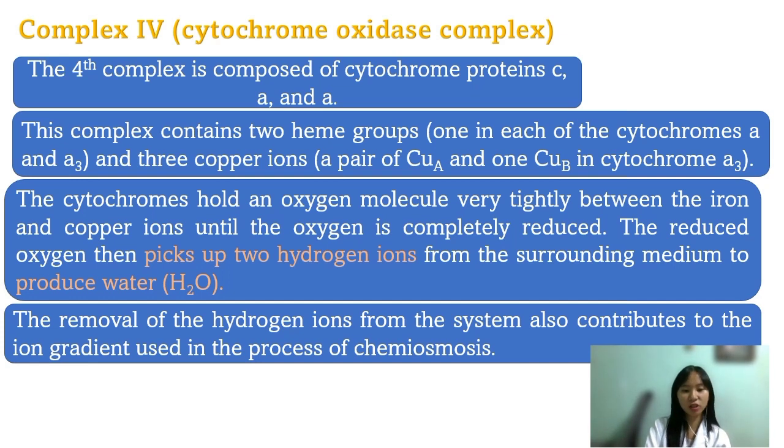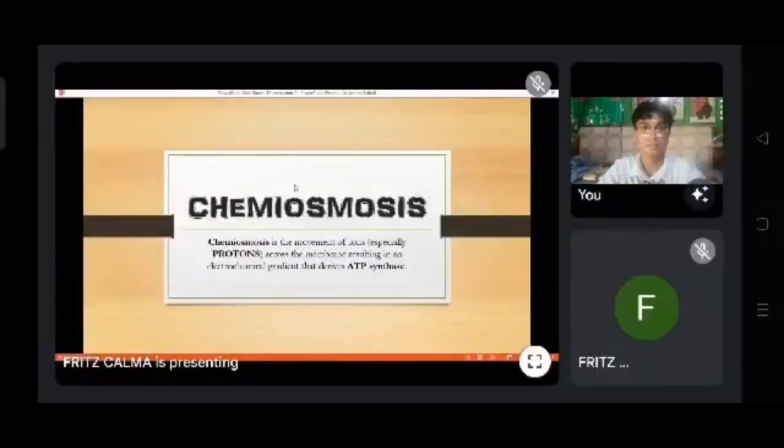The removal of hydrogen ions from the system also contributes to the ion gradient used in the process of chemiosmosis. So, what is left at complex 4 contributes to the process of chemiosmosis. After the electron transport chain, we have a great many protons. Next is the process of chemiosmosis.